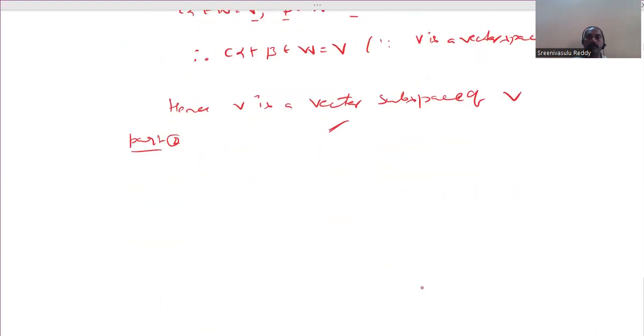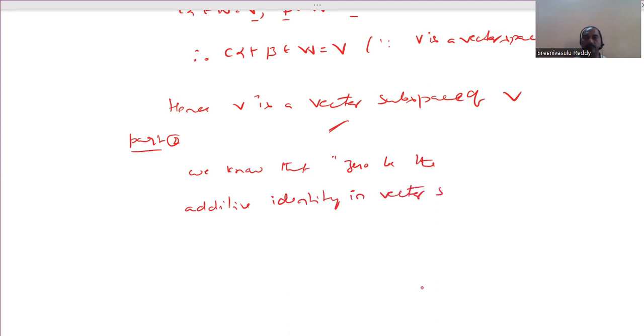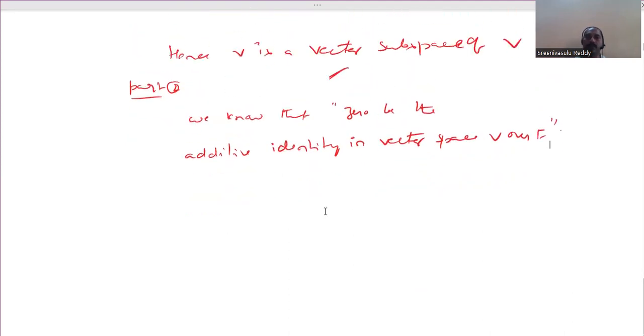Next, to show that {0} is a vector space. Additive identity. We know that 0 is the additive identity in a vector space V over F. As you wish, you can write "over F", otherwise leave it, no problem. That is, 0 belongs to the vector space.